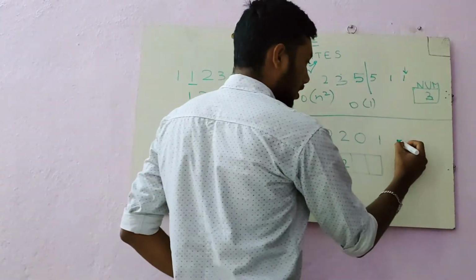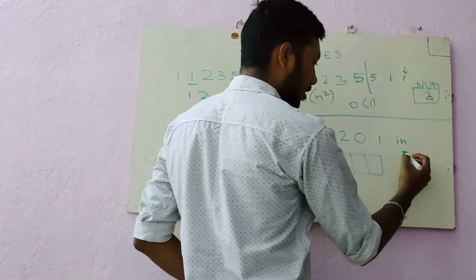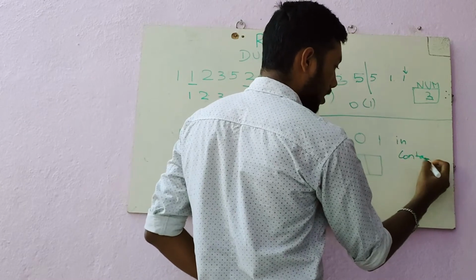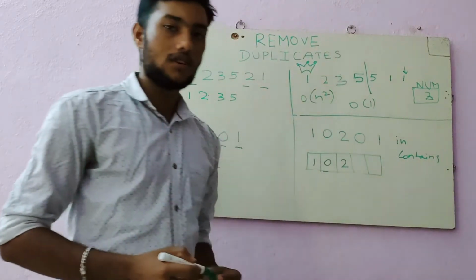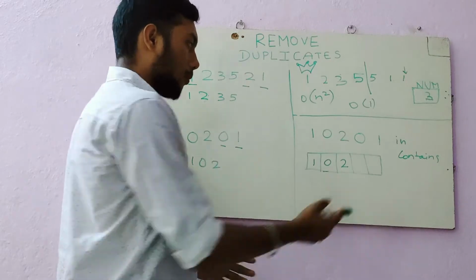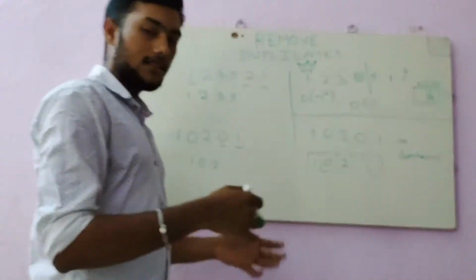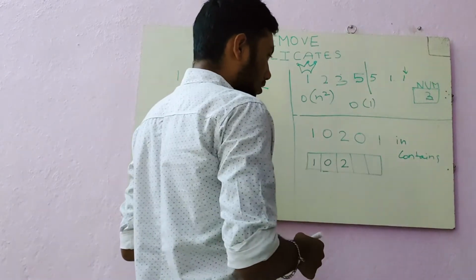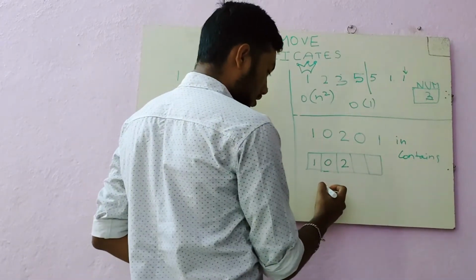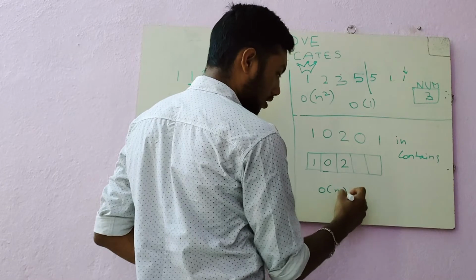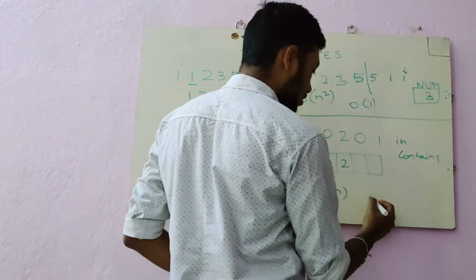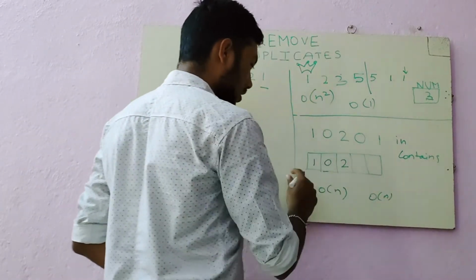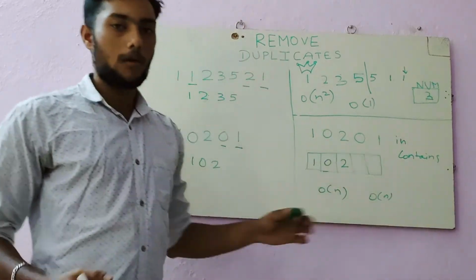We will use the in operator in Python or contains in Java, whatever the language we use. These operators are used to check whether an element is in the array or not. The time complexity of this solution is O of n, and the space complexity of this solution is O of n, since we are using another array for this problem.